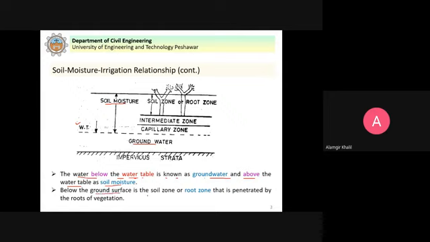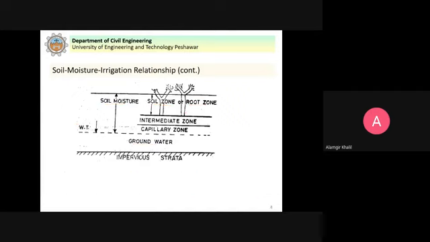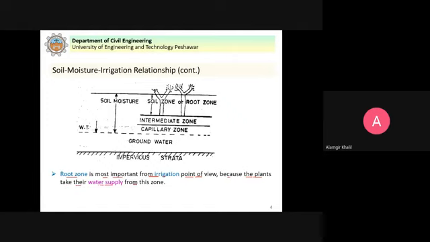Below the ground surface is the soil zone or root zone that is penetrated by the roots of vegetation. So you can see that below the surface we have what is known as the soil zone or root zone that is penetrated by the roots of vegetation, plants, crops. Root zone is the most important from the irrigation point of view because the plants take their water supply from this zone.